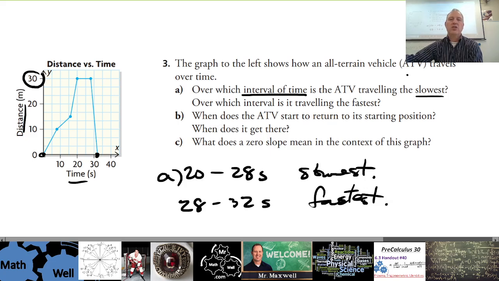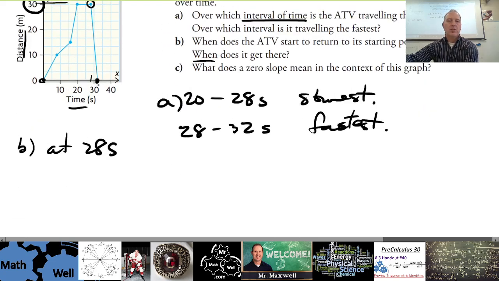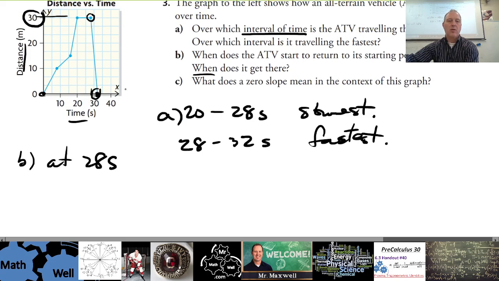When does the ATV start returning to its starting position? Well, it starts at this point, which is 30 meters away from its starting point, but more importantly at about 28 seconds. So B, at 28 seconds, it starts returning to its starting position. And then when does it get there? It gets to its returned starting position at about, we said this is about, looks like about 32 seconds. So at 32 seconds. Does that make sense?